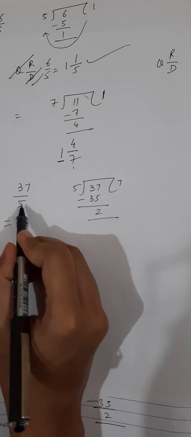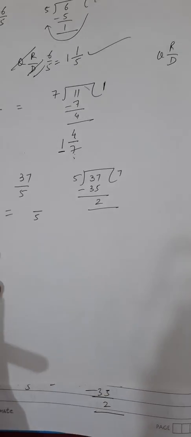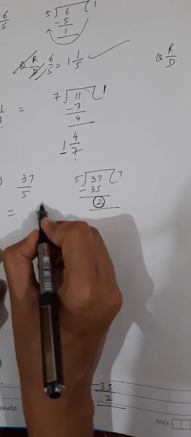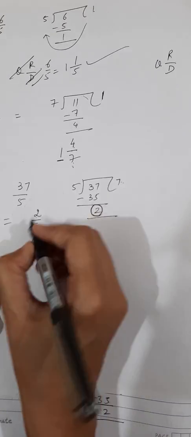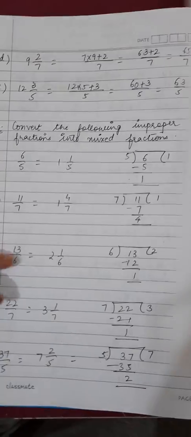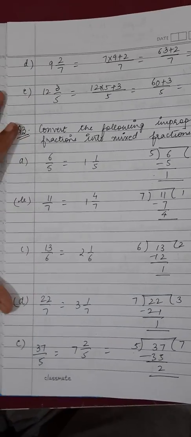Now how are you going to write this as a mixed fraction? The denominator is 5, so I am going to write 5 only. This remainder is going to come in the numerator, so I am going to write 2 here, and this quotient will come here: 7, 2 upon 5. This is your answer. That's how you are going to do question number 3.